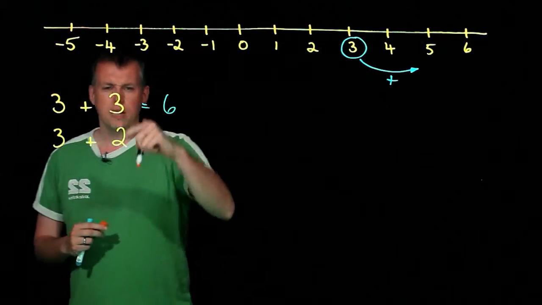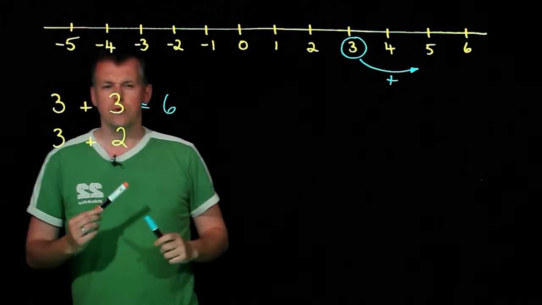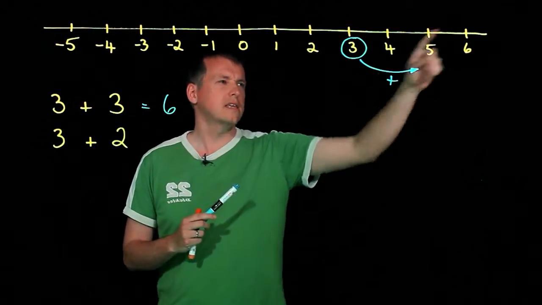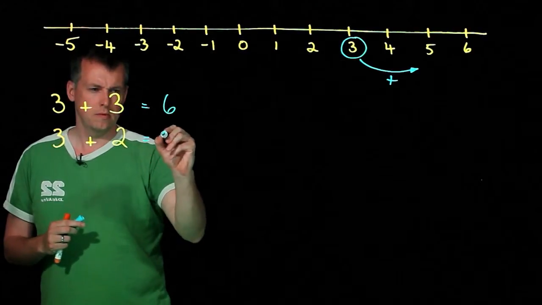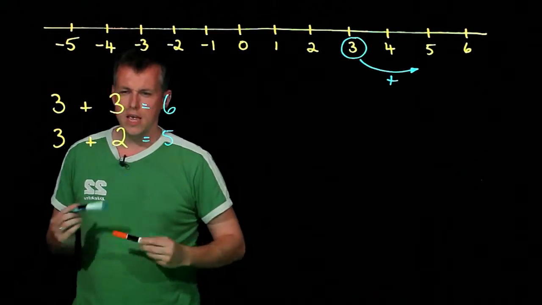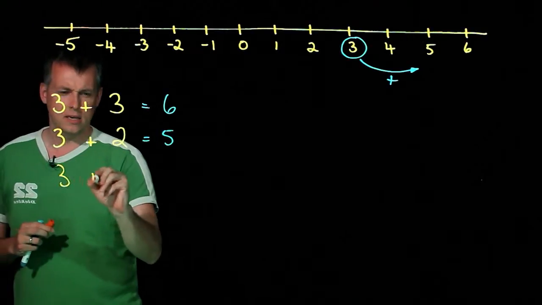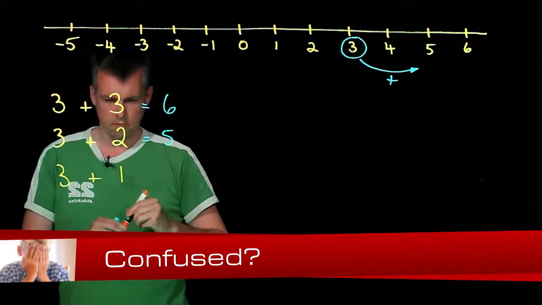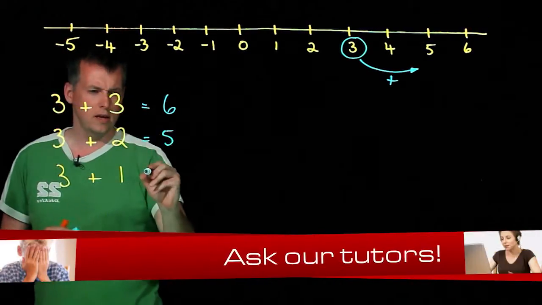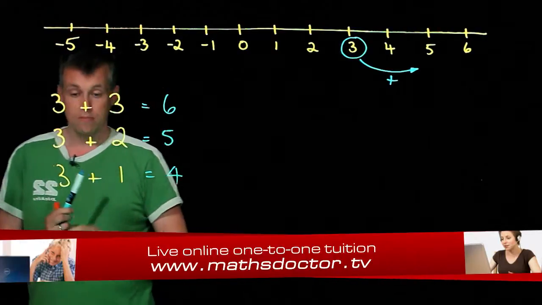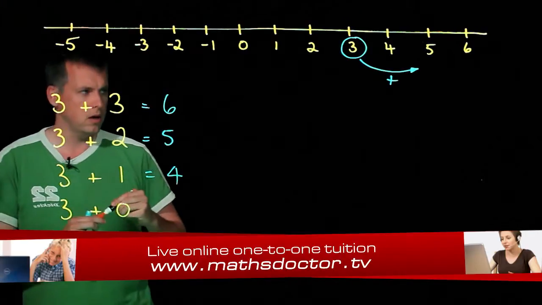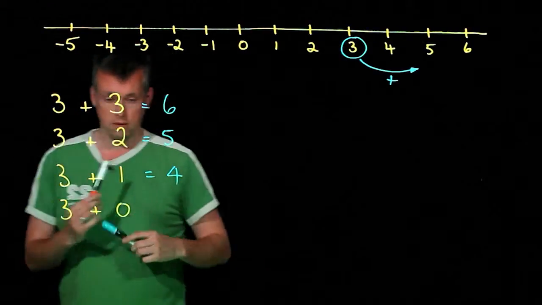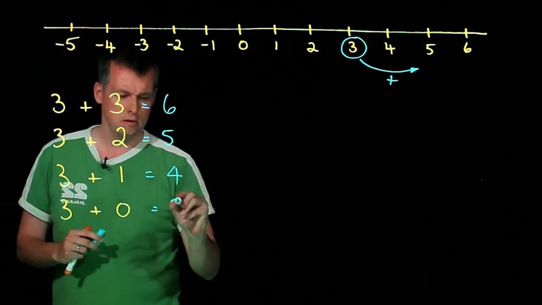And if I add on an ever decreasing amount, so if I'm only adding on 2 from 3, I'm going less up my number line, I'm going only up to 5. And if I keep adding on less each time, if I'm adding on 1 there, it's going to be 4. If I'm not adding on anything at all, I'm starting at 3 and I'm not moving anywhere, so I'm staying at 3.